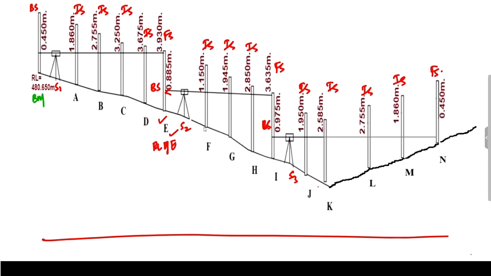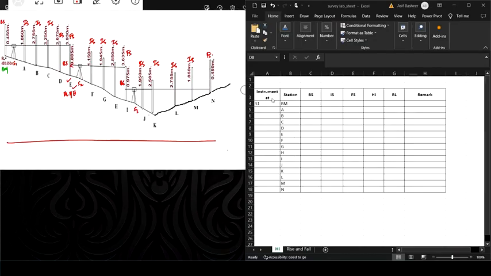So based on this understanding, we are going to tabulate this for both the height of the instrument as well as the rise and fall method. I have a table containing these column attributes, that is instrument at, station, backsight, intermediate sight, foresight, height of the instrument, reduced level, and remark. So the instrument I am keeping at S1.